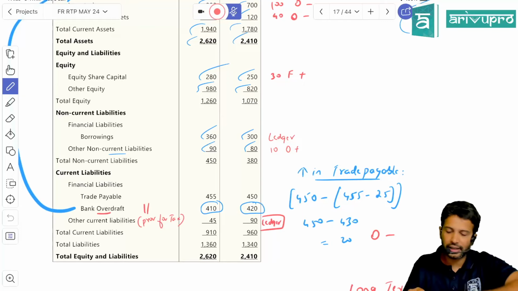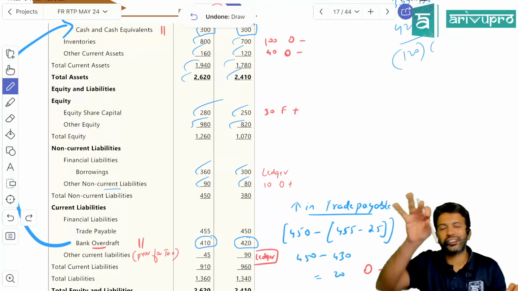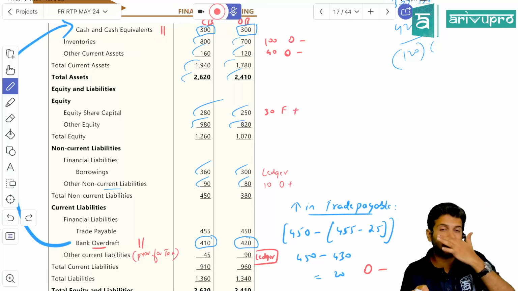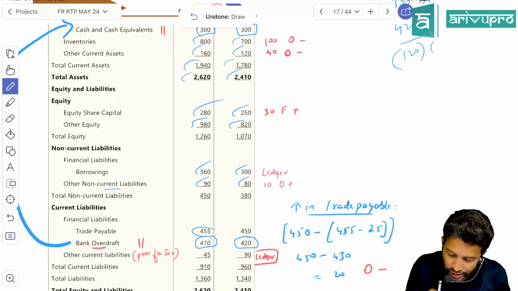Trade payable, we need to be a little careful. Opening is 450. No problem in the opening. Closing, they've included some capital creditors also, meaning some creditors associated with PPE purchase, which should not be. So opening is right. Closing is not 455.